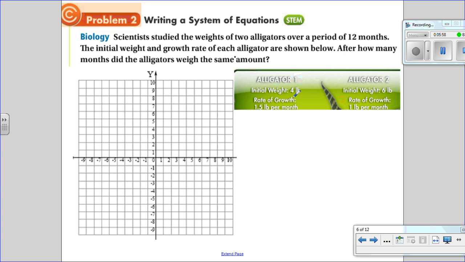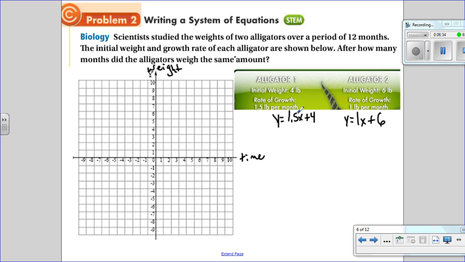So first alligator, his weight is going to be our y's. So this is our weight, and this is going to be the time, is the x. So initial alligator, his weight, which is going to be y, equals his growth rate was 1.5 per month, and he started at 4 pounds. So there's the equation for alligator 1. Alligator 2, his weight will equal 1 pound per month, and he started at 6 pounds.